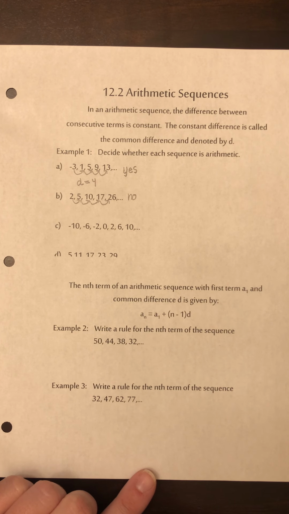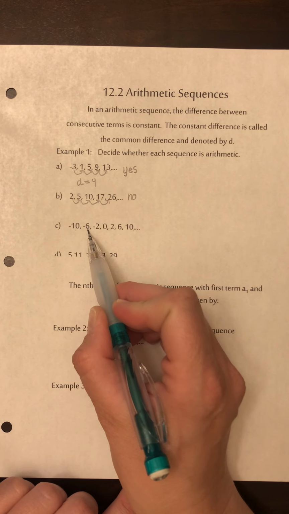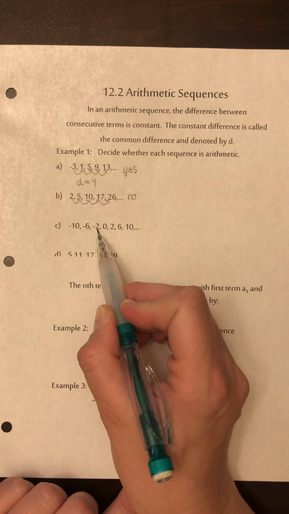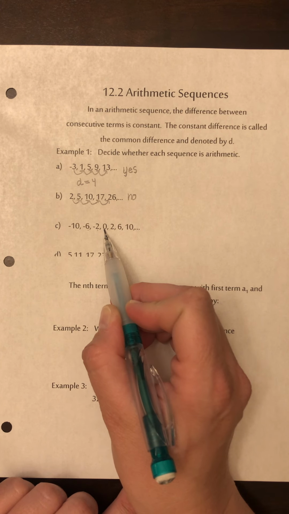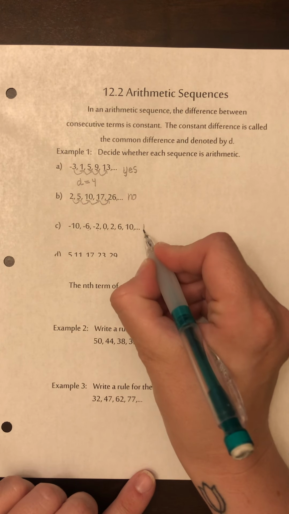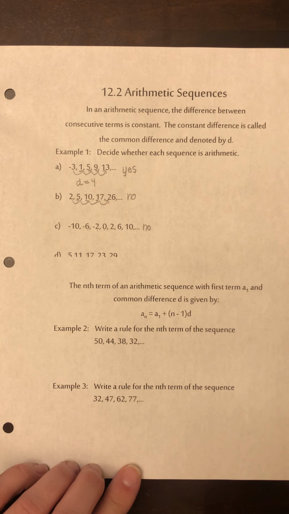Letter C, we have -10, -6, -2, 0, 2, 6, 10. So to get from -10 to -6, we would add 4. To get from -6 to -2, we would also add 4, so that's looking promising. To get from -2 to 0, we would add not 4. We would need to add 2, and that's where it changes for us. So this is also going to be another no. This one is not an arithmetic sequence.